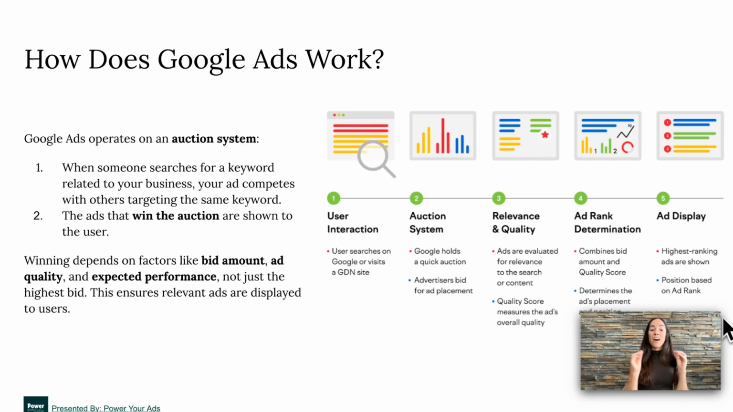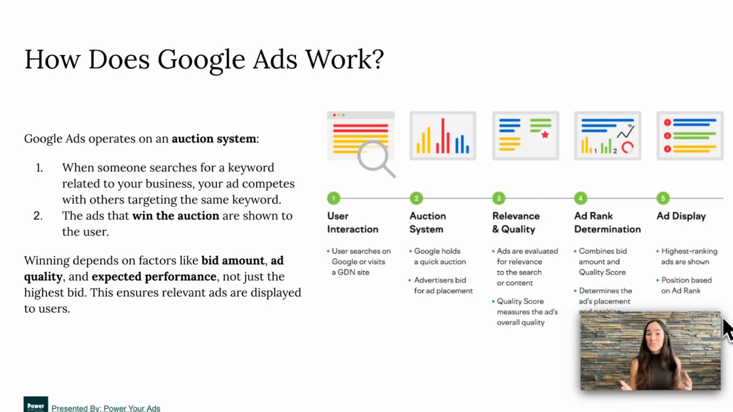Google operates in an auction system. So what it means is that when someone's searching for a keyword related to your business, your ad will compete with others that are targeting the same keyword. The ads that win the auction are going to be shown to that user. Ideally, you want to be position 1 or 2 because those are the ones that are clicked first the most. Winning depends on factors like bid amount, the ad quality, and of course the expected performance. It's not just about the highest bid.